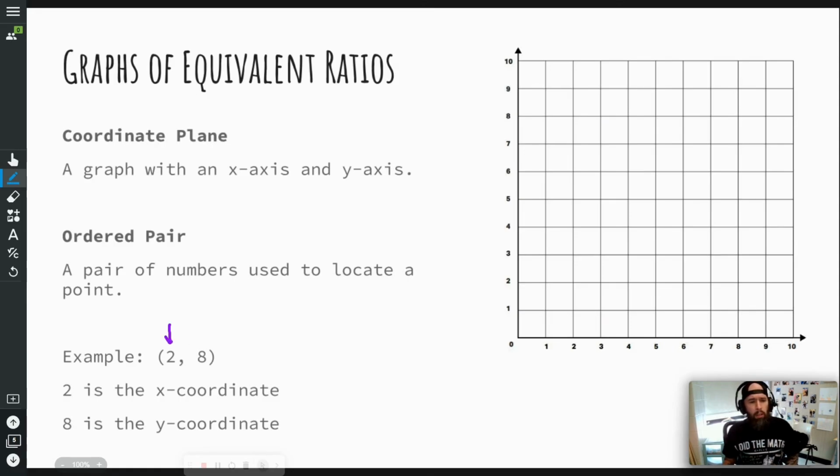That first number is the x. That second number is the y. So to graph (2, 8), I'm going to go right 1, 2, then go up 1, 2, 3, 4, 5, 6, 7, 8, and put a nice little dot right there. And so that is the ordered pair (2, 8). Stuff that you've seen a billion times in 5th grade. Easy peasy, lemon squeezy.